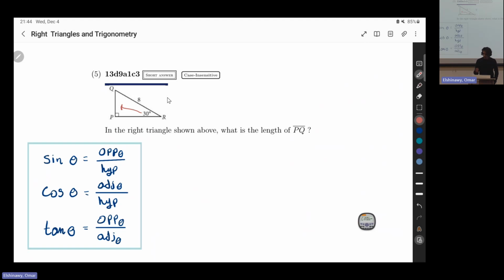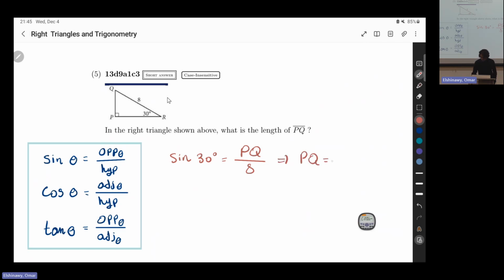So we should take the one that combines the hypotenuse and the opposite side, which is 8 and 30. The one that combines the opposite and the hypotenuse: sine. So sine of what? Theta. In this case, your theta is 30 degrees. This is equal to the opposite over the hypotenuse. We know the hypotenuse, 8, and the opposite side, PQ. This is an equation in one variable which you can solve.